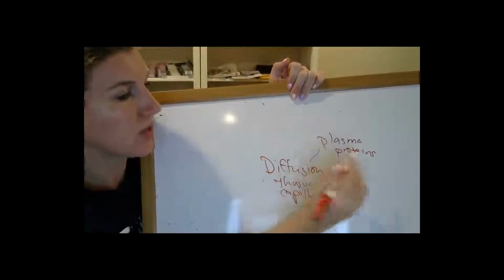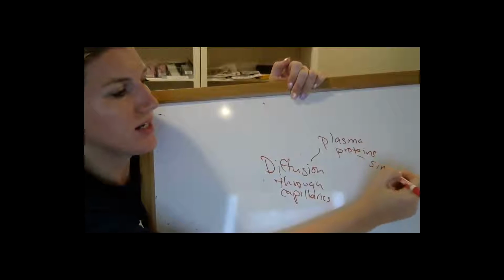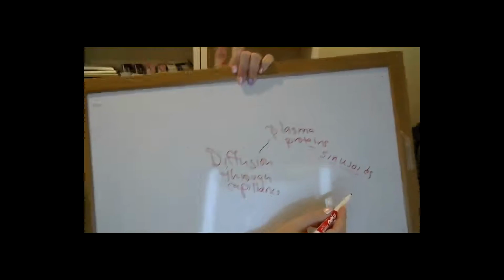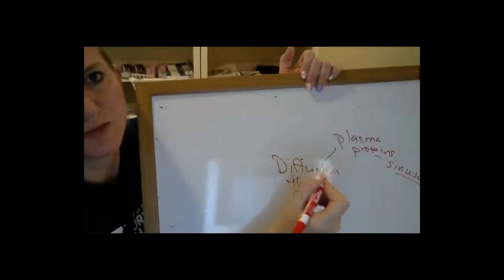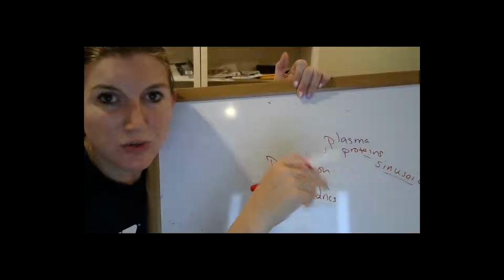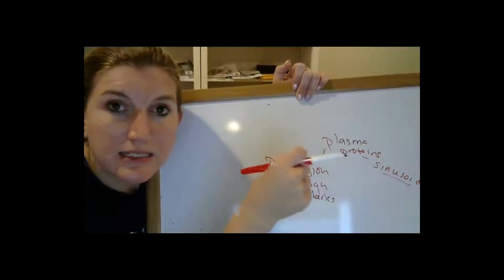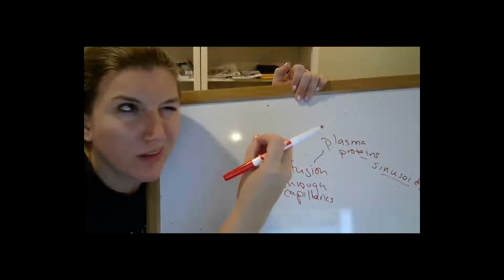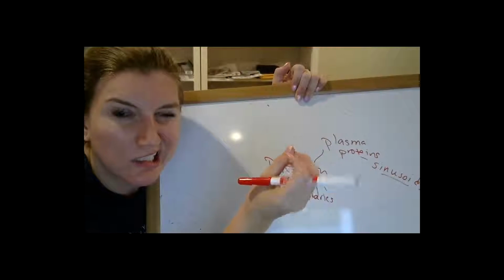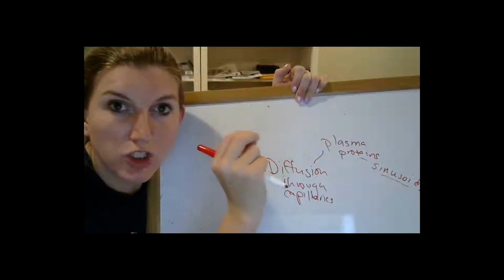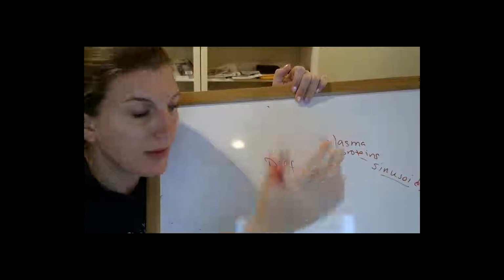Plasma proteins can only get through sinusoids. I know I'm running off the page there. Sinusoids are the only type of capillary that allow plasma proteins to flow through them. Sinusoids are mostly found in the liver and in the spleen. If you recall, I think it was chapter 18, we talked about the different vessels. Sinusoids have very large holes in them to allow for that.